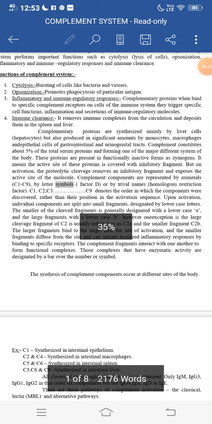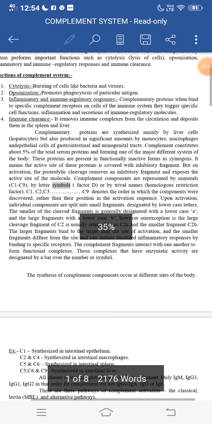These proteins are present in functionally inactive forms. As I have already told you, the complement system is present in the host body in an inactive form, in the circulatory fluid. But when they come in contact with any antigen, foreign body, bacteria or viruses, then they become activated and show their action.